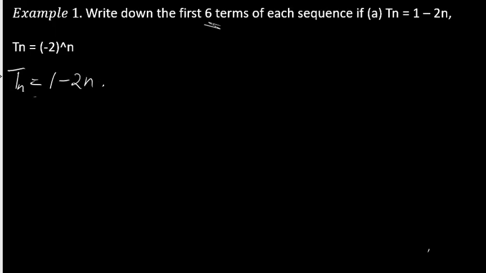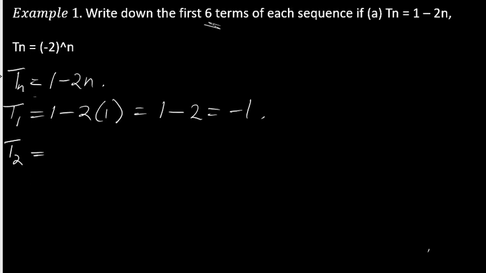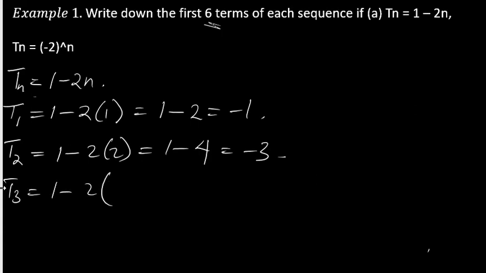So for this, the first 6 terms, the first term will be n is equal to 1. So we have 1 minus 2 times 1. This will give us 1 minus 2, which is equal to minus 1. Then the second term is 1 minus 2 times 2, 1 minus 4, which is minus 3. The third term is 1 minus 2 times 3, which is 1 minus 6, which is equal to minus 5.